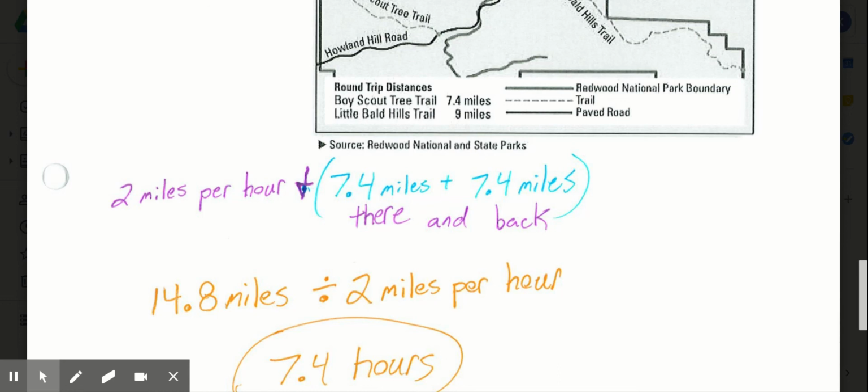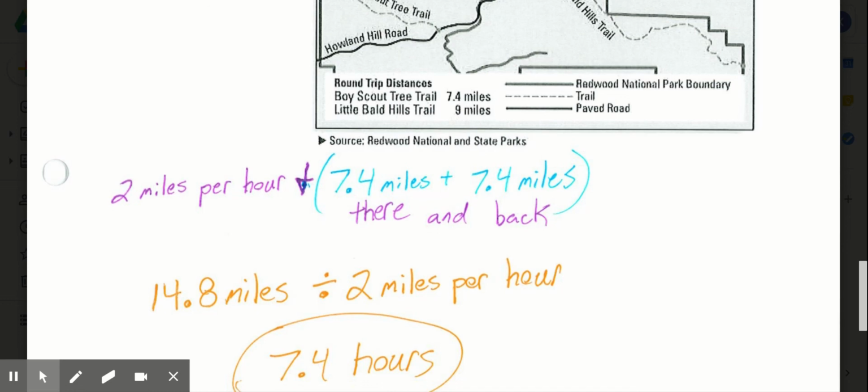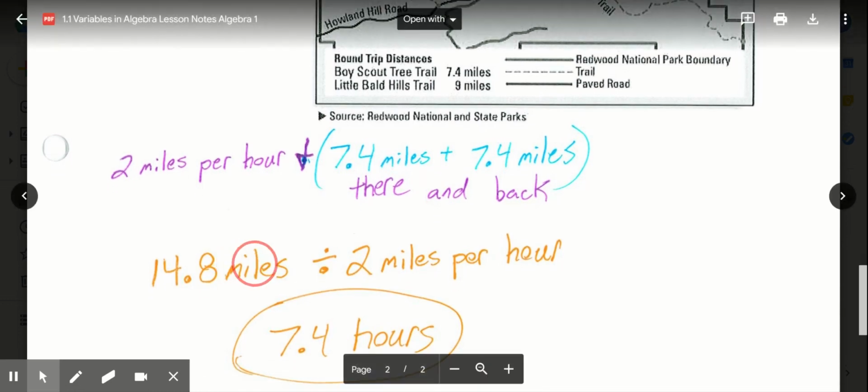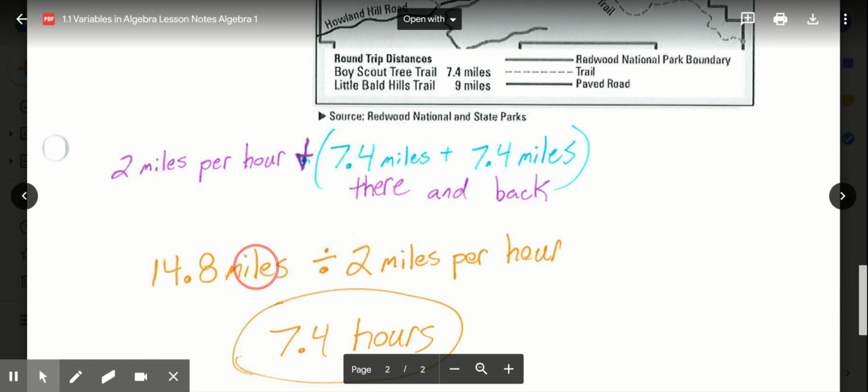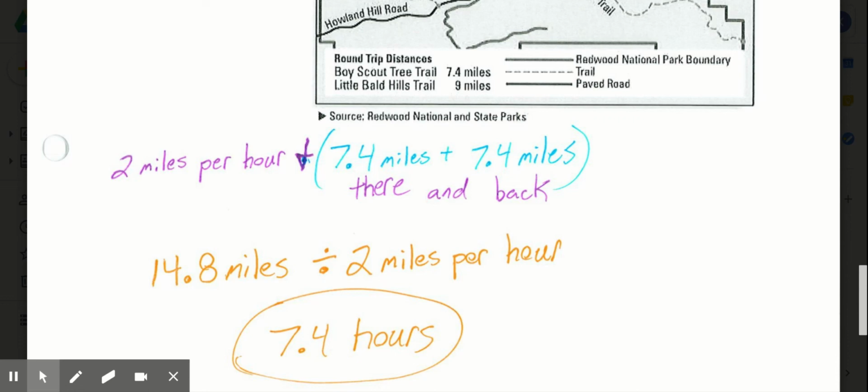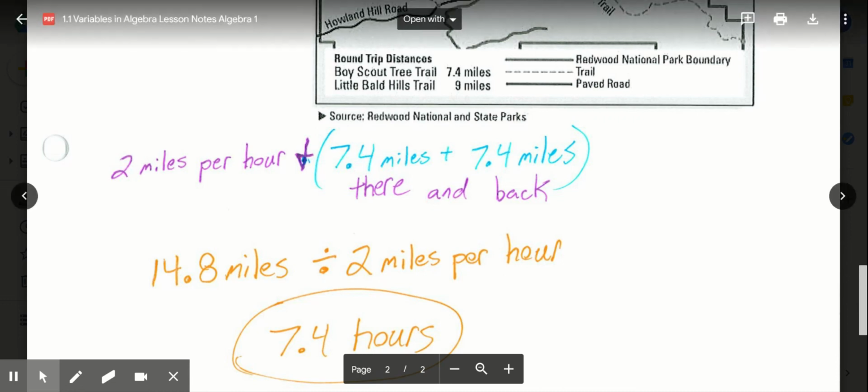Then our 14.8 miles divided by our 2 miles per hour. So in this case, we have miles here, which would be our top, and we're dividing by miles per hour. So we have miles on top and miles on bottom. So the miles will cancel out, giving us just hours. Then 14.8 divided by 2 would be 7.4 hours for our amount of time.